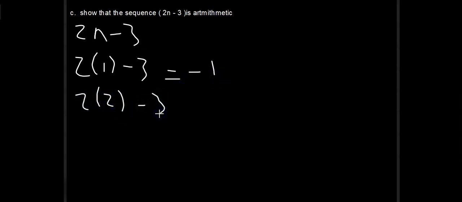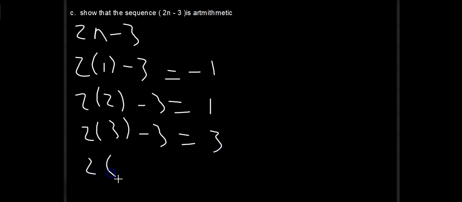So this will be 4, and 4 minus 3 is positive 1. And 2 times 3 minus 3: 2 times 3 is 6, and 6 minus 3 is positive 3. And 2 times 4 minus 3: 2 times 4 is 8, and 8 minus 3 is 5. Now I think this is enough. Now let's figure out if this is an arithmetic sequence or not.